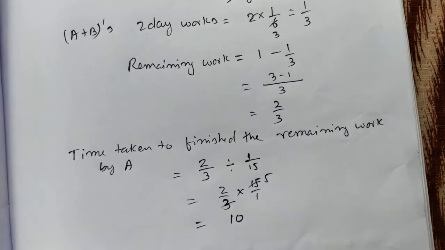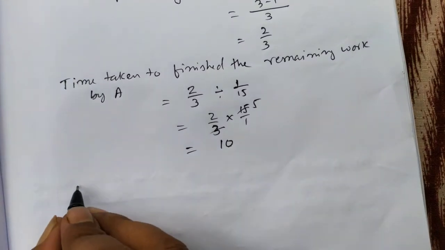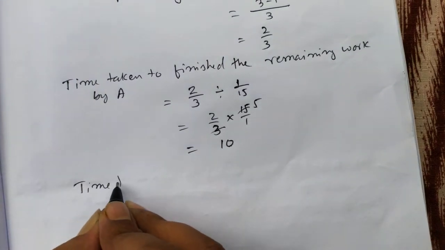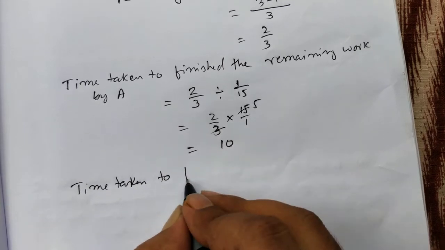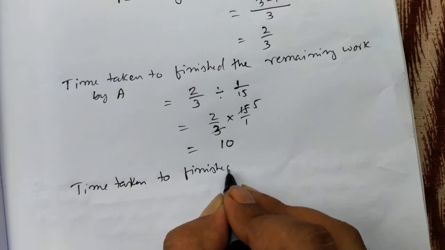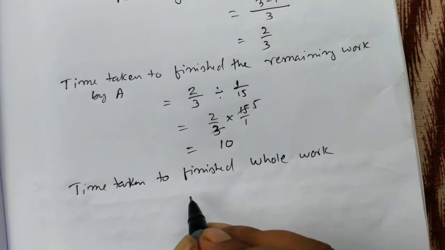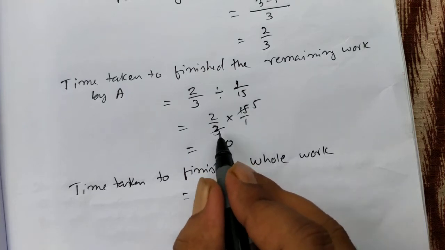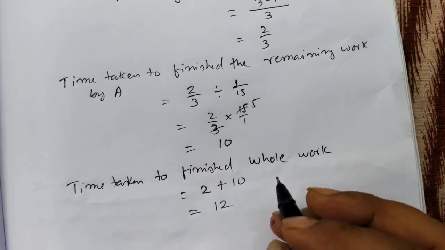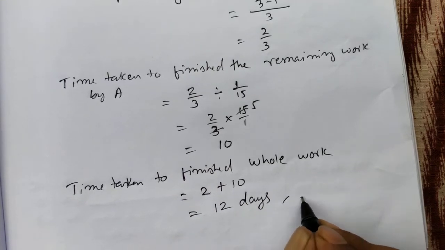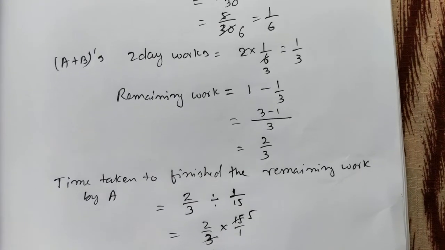So total how many days? The question is, in how many days the whole work will be complete. Time taken to finish whole work. They have already worked for 2 days together and remaining work is done in 10 days by A, so they are taking 12 days to finish the whole work. Okay, we can pause the video to write everything.